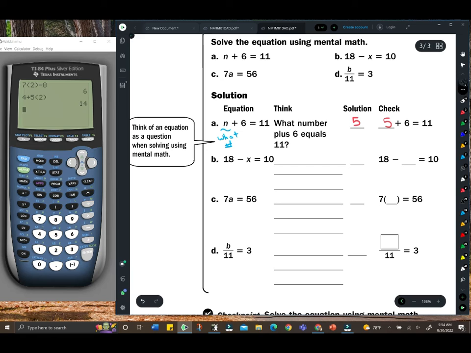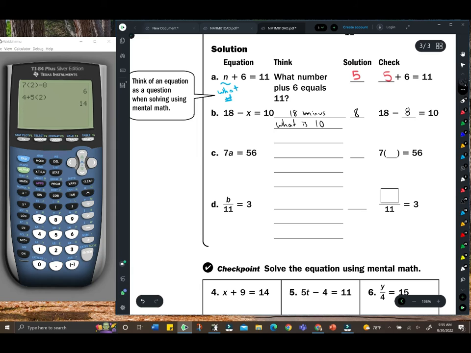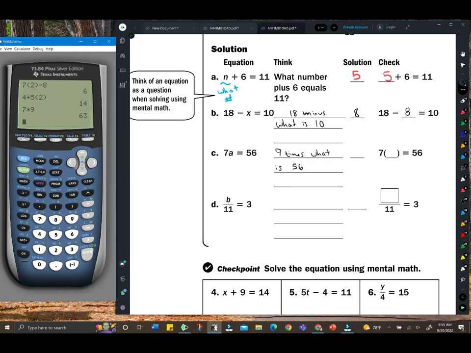Okay. 18 minus x is 10. So 18 minus what is 10? Well, 18 minus 8 is 10. So the solution's 8. 7 times what is 56? Well, you may not know your multiplication tables, but try something out. Try 7 times 9. Well, that's 63. So 7 times 8? Oh, what do you know? So the solution's 8 again.